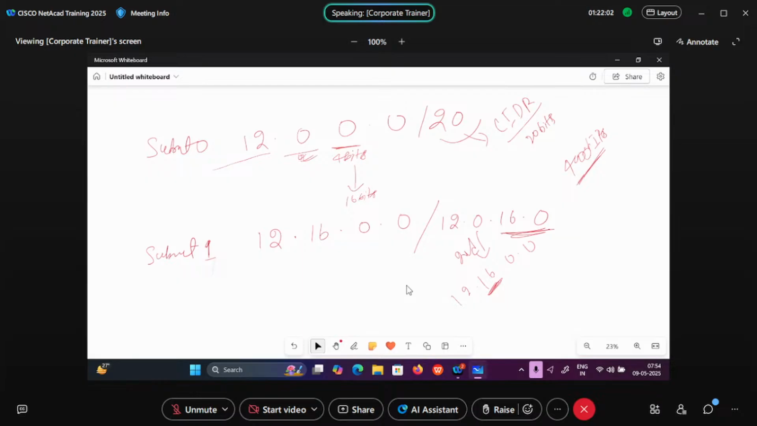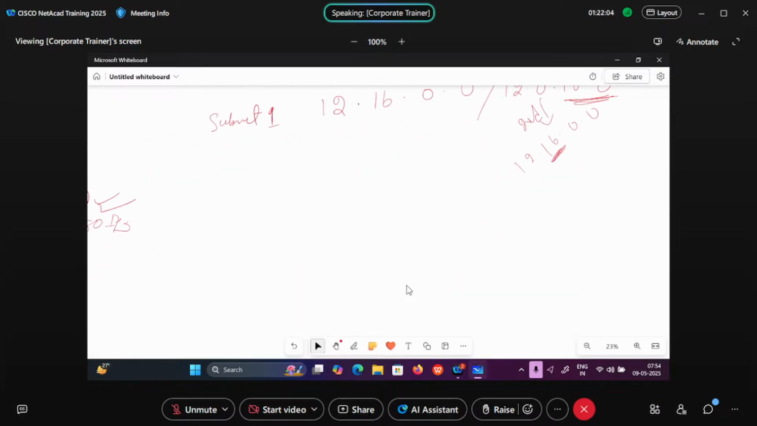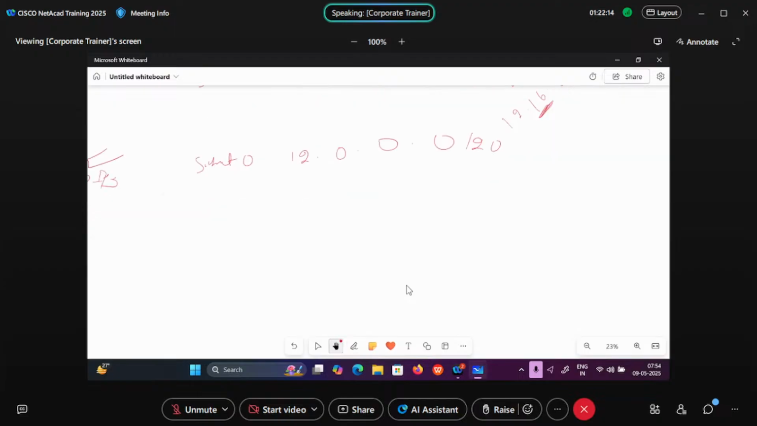So just think of it, suppose I am changing in the third octet. Just look at subnet 0, 12.0.0.0/20, and my next IP is subnet 1, 12.0.16.0/20, right? Just think of it. So can I achieve that 4,000? Just try to check that.